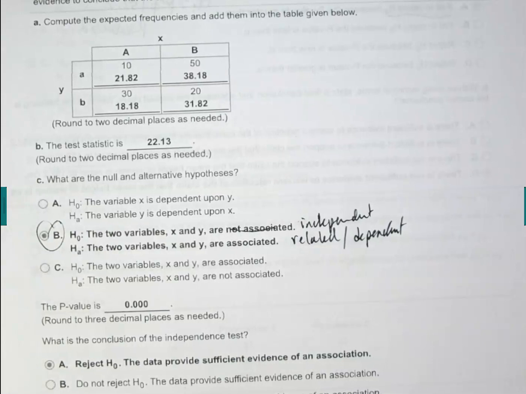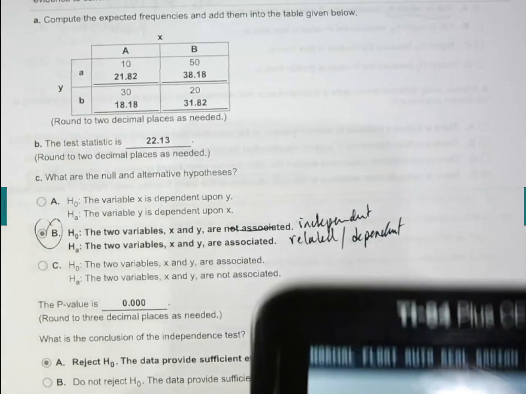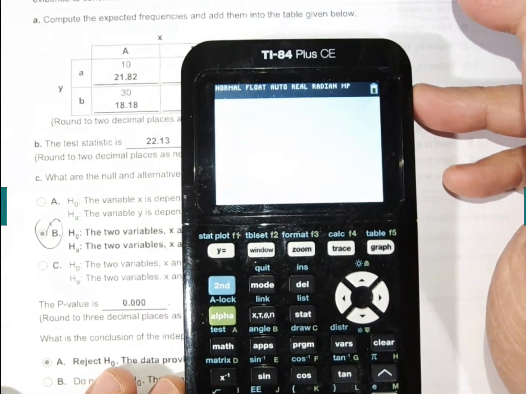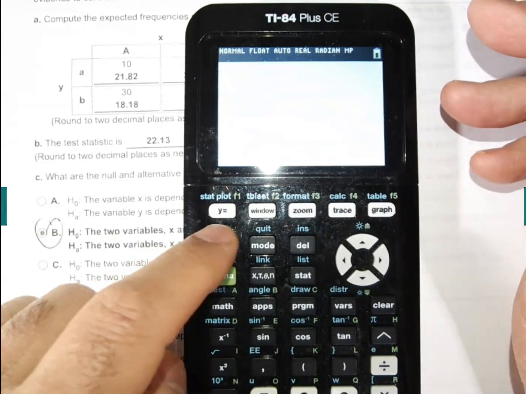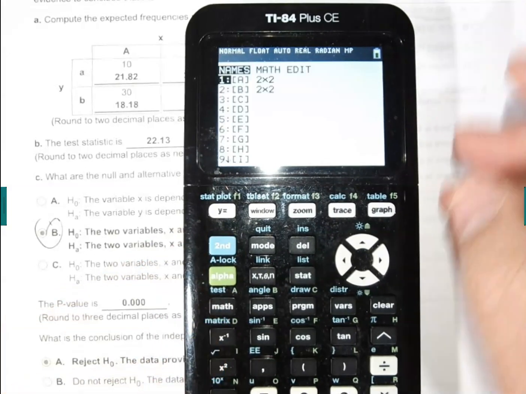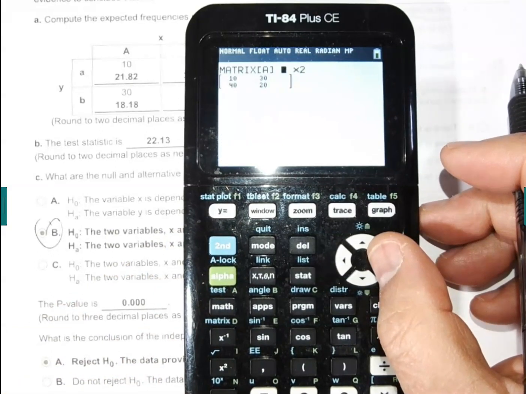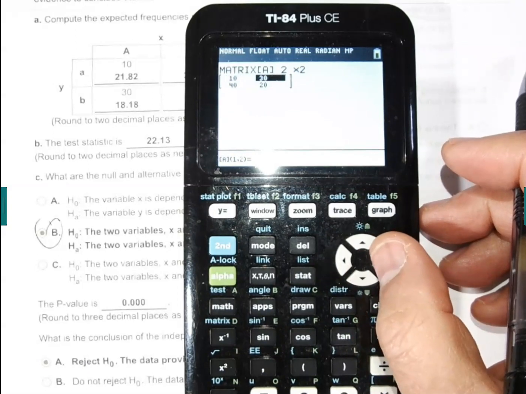Let me show you how you could have done this exercise using the calculator. You don't need to do any work by hand whatsoever. So here's how you do it. Please pay attention. This is a table. Is there a way in the calculator to key in a table? Yes, through matrices, and I'm going to show you how to do that. So you press second, matrix, you go to edit, A, and you select a 2 by 2.